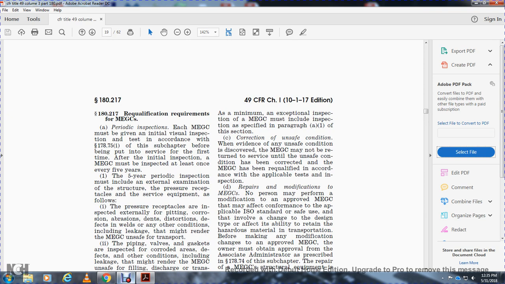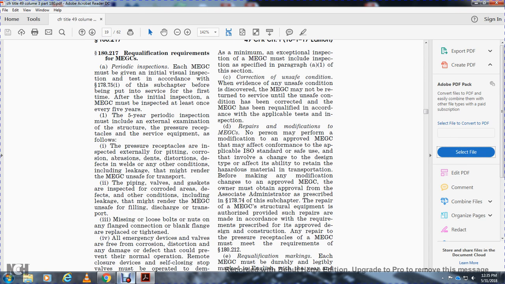The 5-year periodic inspection must include an external examination of the structure, pressure receptacle surface, and equipment, followed by inspection of the external plating for corrosion, abrasion, dents, distortion, defects in welds, or any other condition, including leakage, that might render the MEGC unsafe for transportation. The piping, valves, and gaskets are inspected for corroded areas, defects, or other conditions, including leakage, that might render the MEGC unsafe for filling, discharge, or transportation.